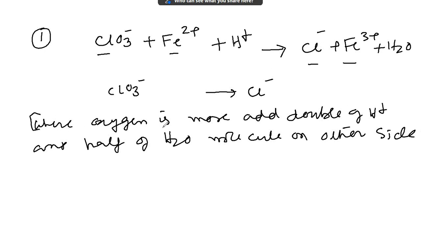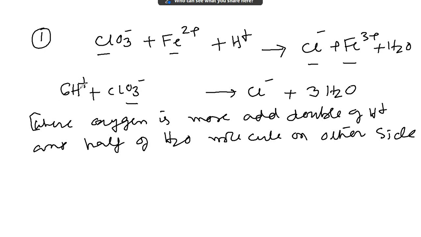Where oxygen is more, add double of H plus on that side and half of water molecule on the other side. In this case, there are 3 oxygen more on the left, and no oxygen on the right. So you have to add 6 H plus over here and 3 water on the other side. Look, all the atoms are balanced now: 6 hydrogen, 1 chlorine, then 3 oxygen.